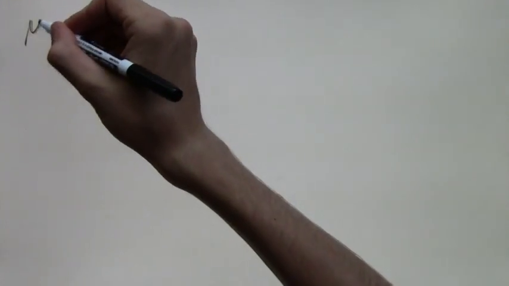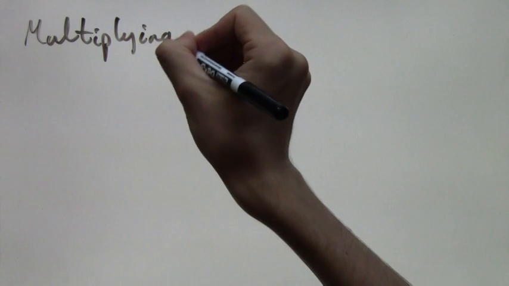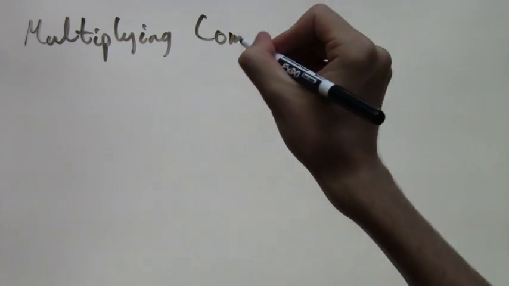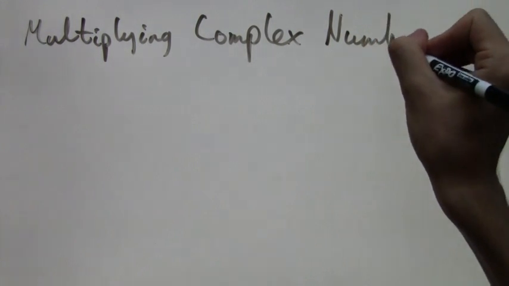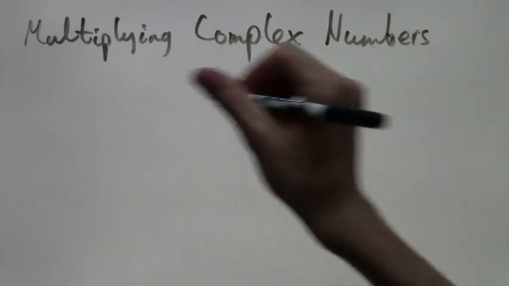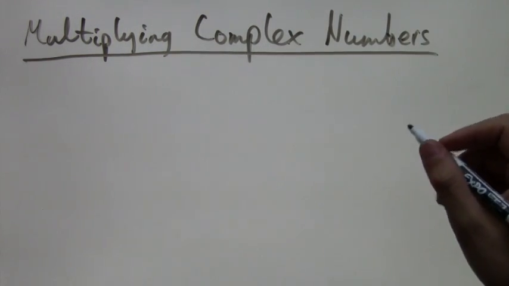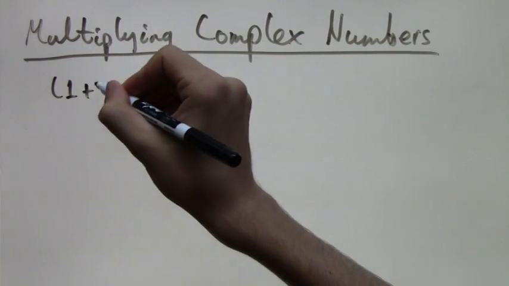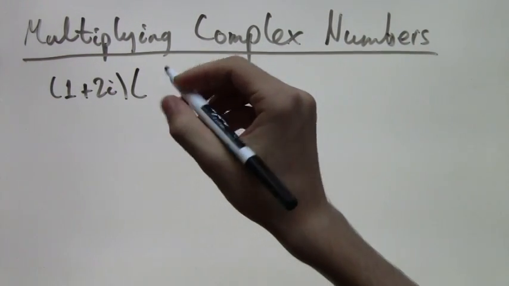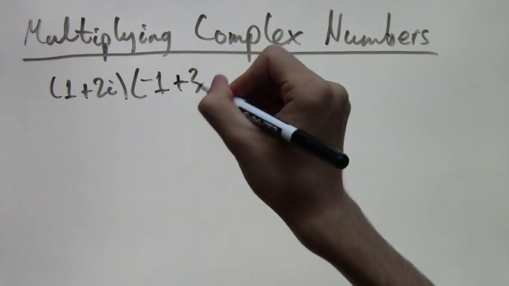In this video lesson, we will learn how to multiply complex numbers. So we've already learned the basics of complex numbers and how to add them. So now it's time to multiply. Let's just start with an example. Let's say we got 1 plus 2i and we want to multiply it by -1 plus 3i.